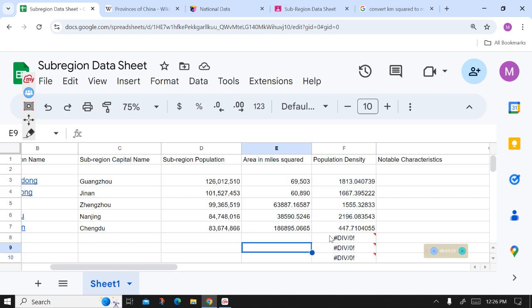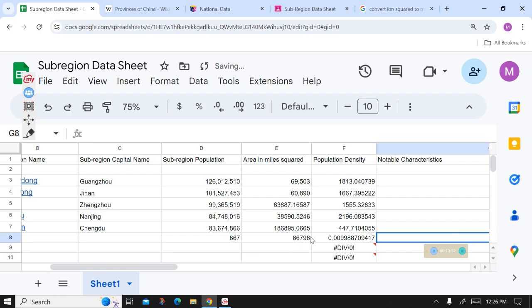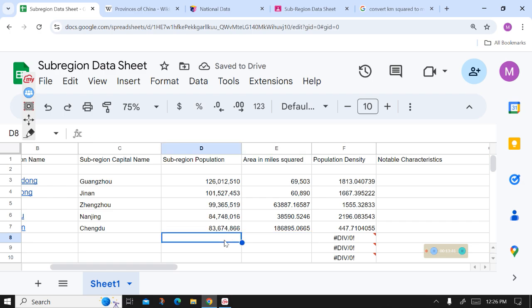The reason why we're getting this error on these cells is because there's no numbers in here. If you just put in some numbers, it will do a calculation and give you a number, but the number won't make sense unless you put in the correct ones. So this is the process. Welcome to Google Sheets. We're going to be doing different activities in here, but this is the beginning.